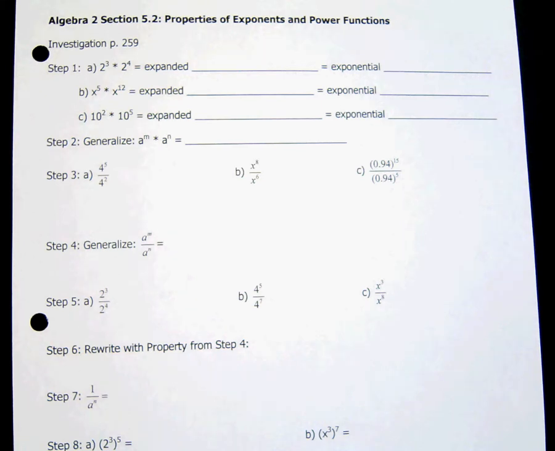All right, let's take a look at the investigation that you've been working on. They wanted you to start by expanding 2 to the third times 2 to the fourth. Now that means write it out the long way. So what did you do for that? Go.